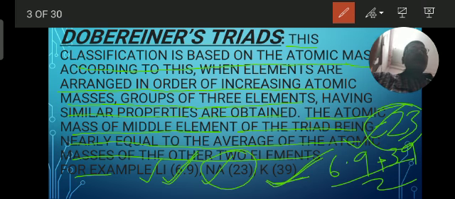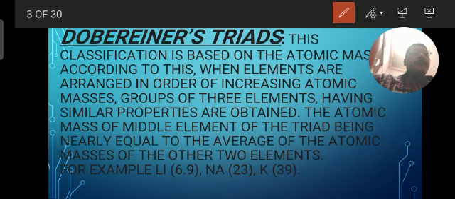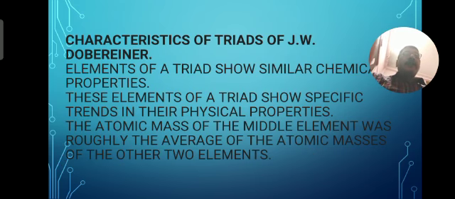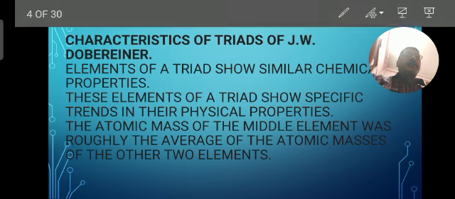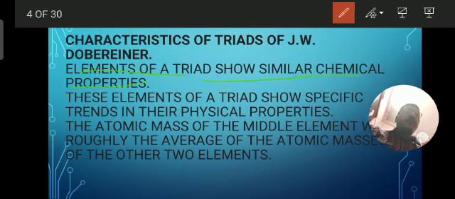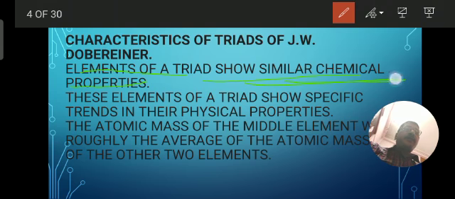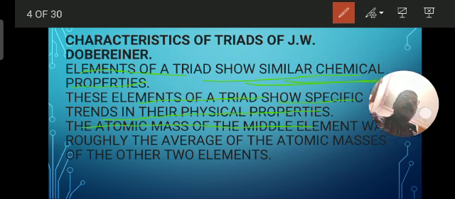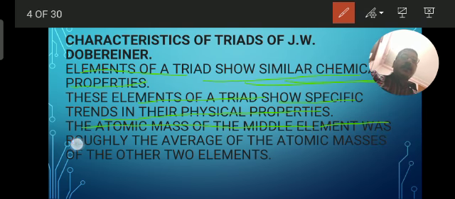Now let us see the other part. Characteristics. What are the characteristics of the Dobereiner triads? Number one: elements of a triad show similar chemical properties. Which type of properties? Similar chemical properties are shown by the triads. These elements of a triad show specific trends in their physical properties. The atomic mass of the middle element was roughly the average of the atomic masses of the two other elements.